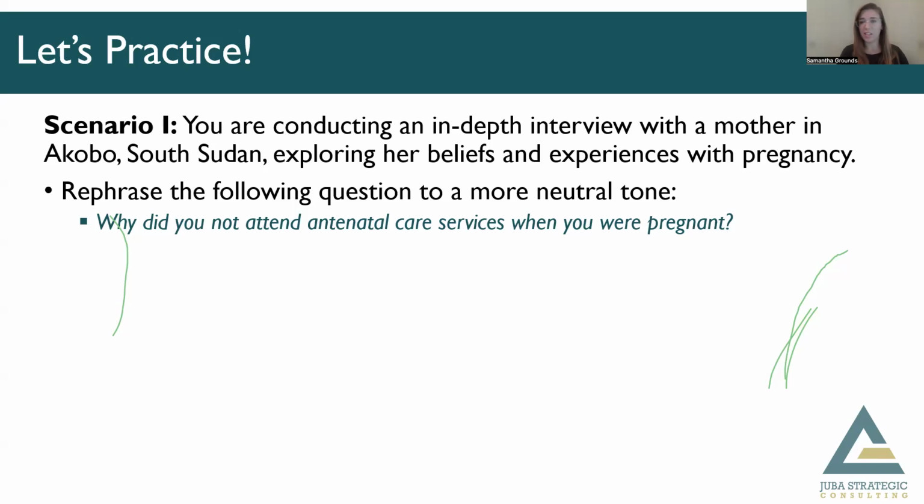I'm seeing some other examples in the chat as well. Why do women in your community not attend? Are there any factors that hindered you from attending? That's also a great question, thinking about specific factors that could affect access. Another one: what influenced your decision not to go for antenatal care during pregnancy? Fantastic, that's a great example. So thinking more broadly, what influenced your decision? Not implying, why did you not, sounding leading in a certain way, but just asking in general what influenced your decision. Great responses. Great job.